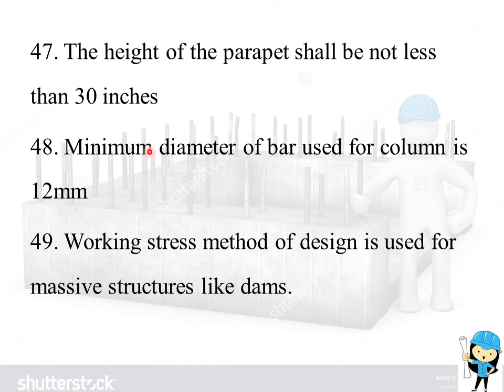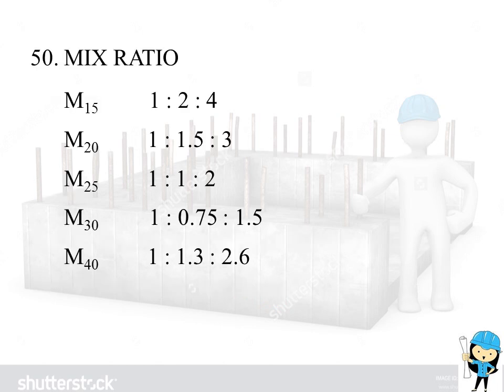Next, the minimum diameter of bar used for a column is 12 mm. Working stress method of design is used for massive structures like dams. Limit state method of design is used for RC structures. Next we are going to see the mix ratios for different grades of concrete. For M15 it is 1:2:4.